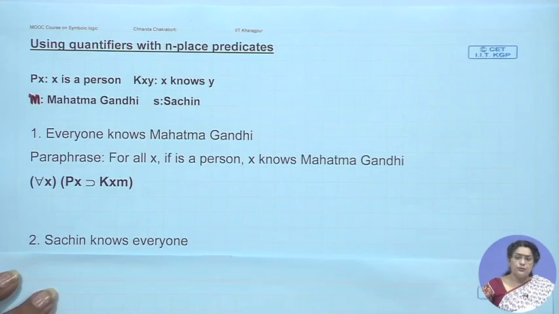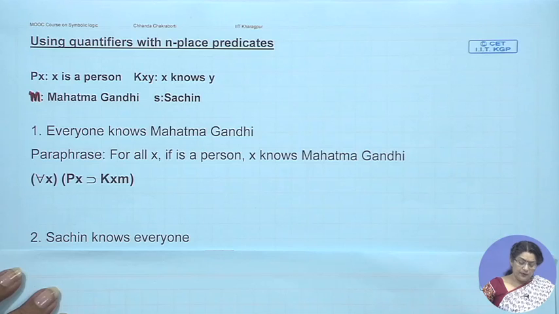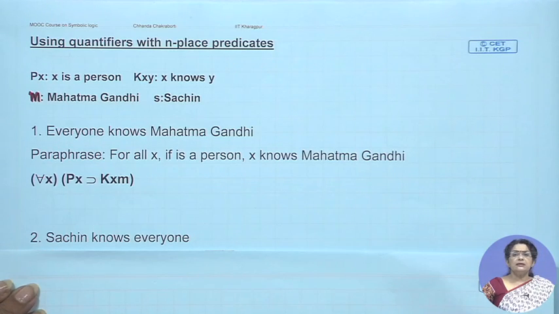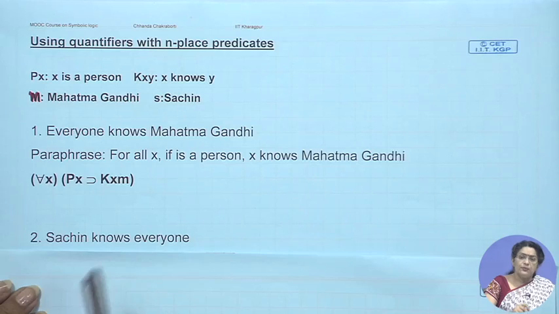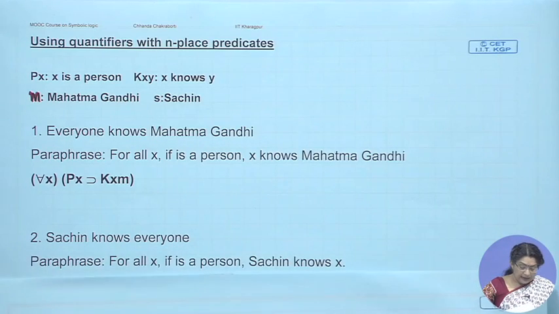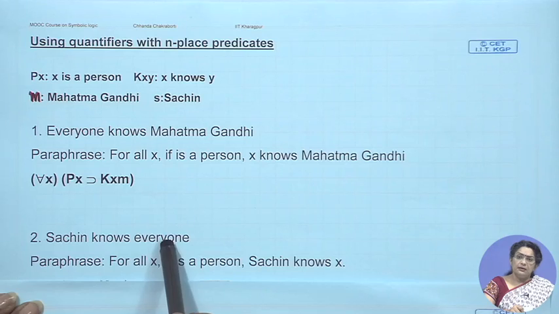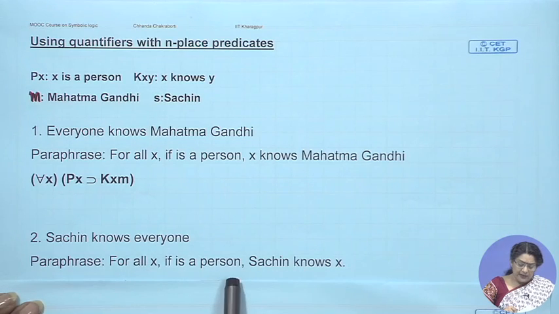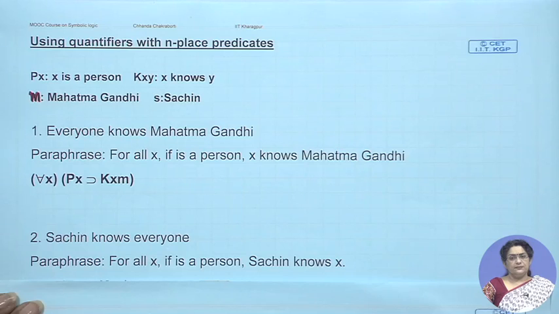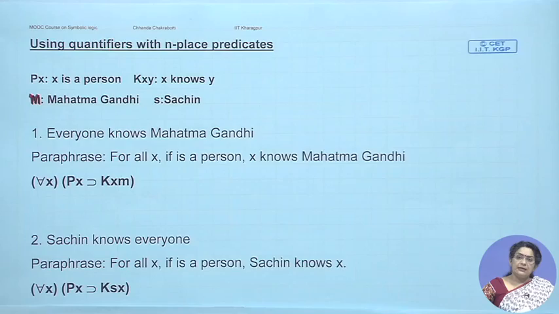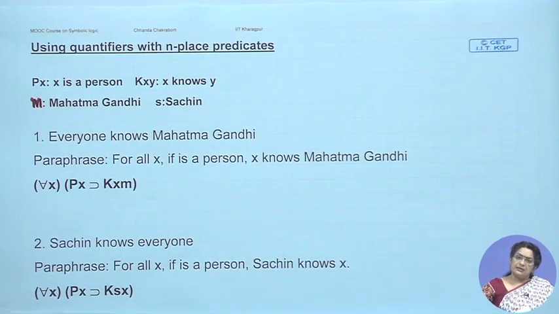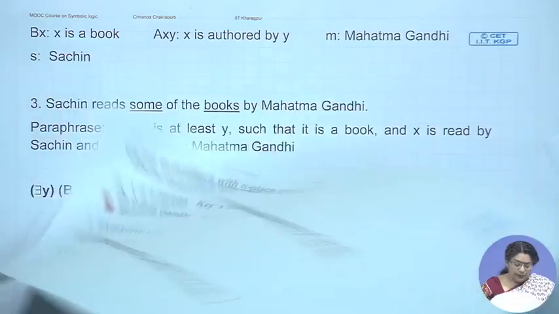Compare that with Sachin knows everyone. Sachin knows everyone. You can't say there exists at least one S such that S is Sachin, because Sachin is an individual already. You do not need a quantifier to rule over Sachin. On the other hand, this everyone, you need a quantifier. So, how do we read that? The reading is, if you want to start here, the quantifier will show up. For all x, if x is a person, Sachin knows that person. Okay, that is what we mean by Sachin knows everyone. And the translation is like this. For all x, if x is a person, then ksx.